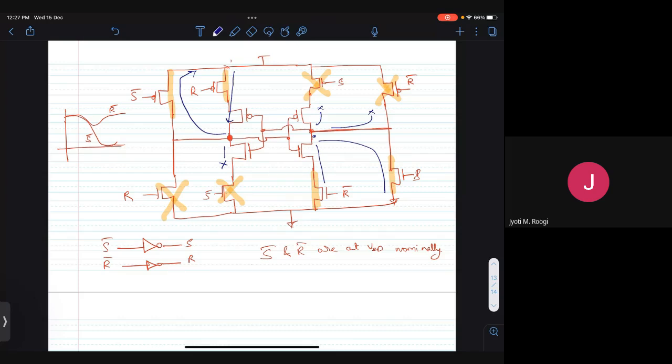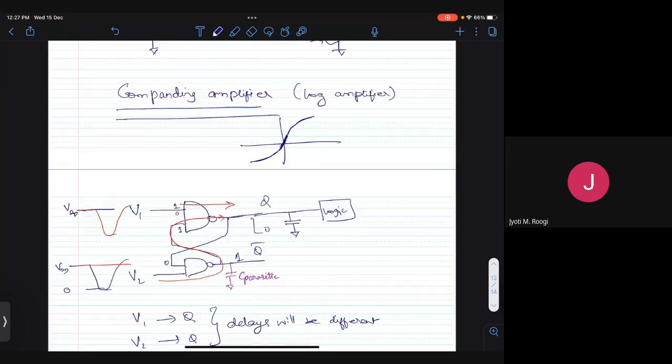The connection from the path to VDD and path to ground are a function of both S bar and R bar. Earlier, the transition of Q from 0 to 1 and 1 to 0 was determined only by one of V1 or V2. That is why the delay was different: for it to go from 1 to 0, V2 had to discharge it through this logic path, and for it to go from 0 to 1, V1 did it through this logic path, and the number of stages in these two paths were different.